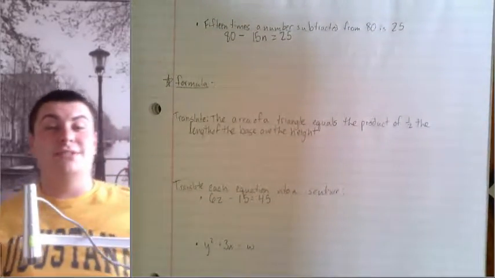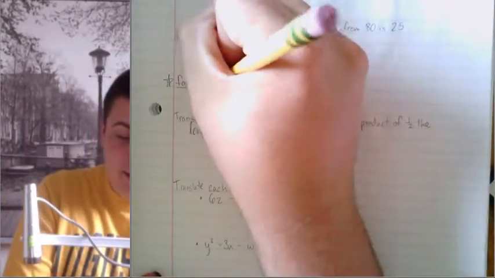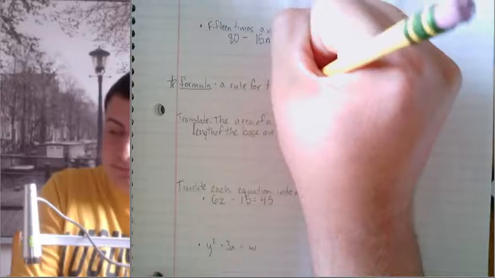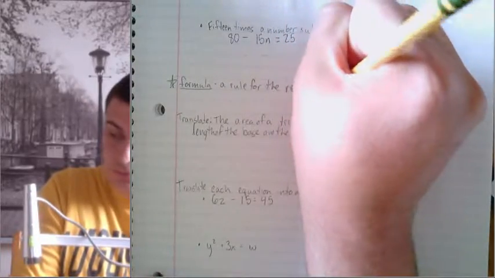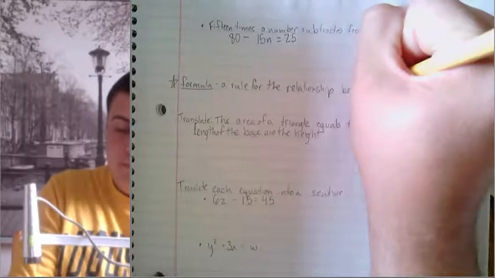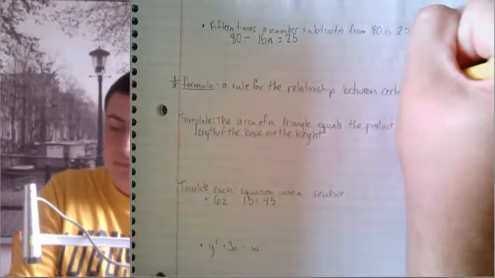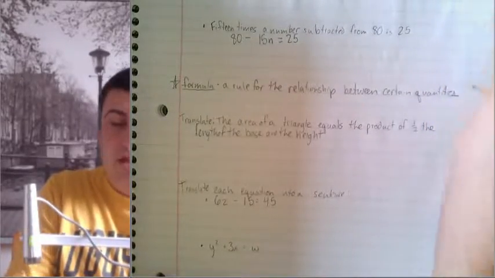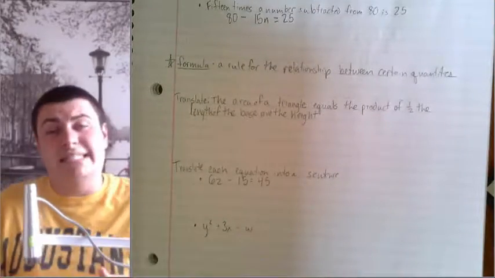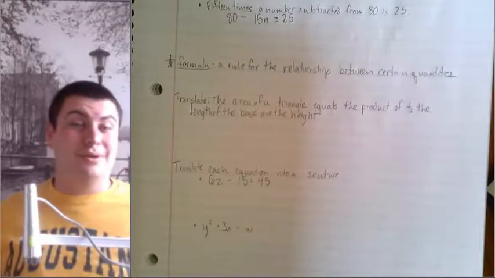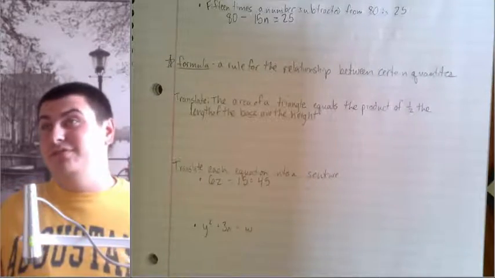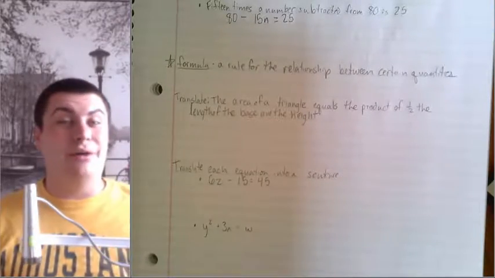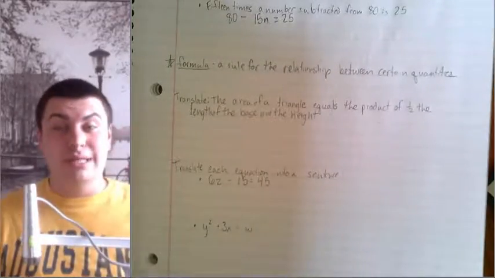Now, we might talk about translating formulas. A formula is a rule for the relationship between certain quantities. So we may talk about formulas for distance, formulas for area, formulas for fuel efficiency, formulas for shipping costs. A formula is kind of a real-life equation. It tells us how things relate to each other, how quantities relate with one another.